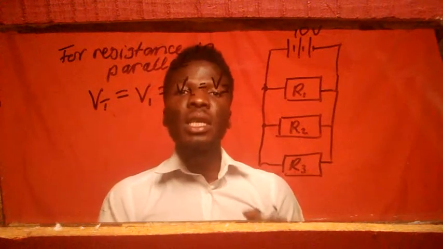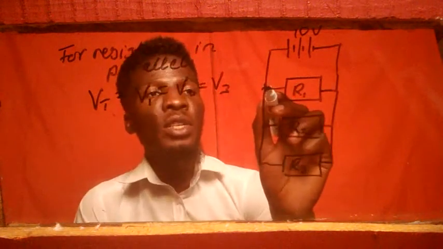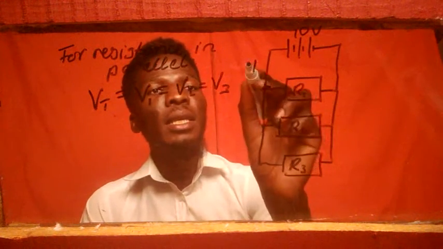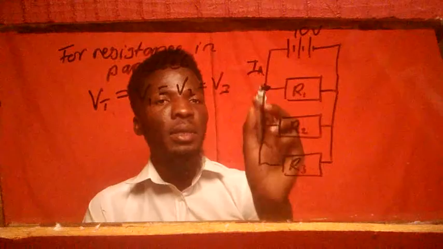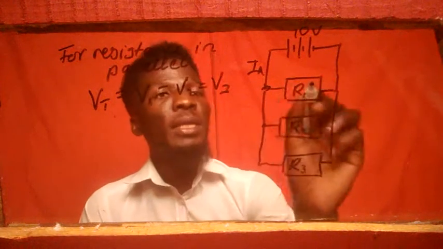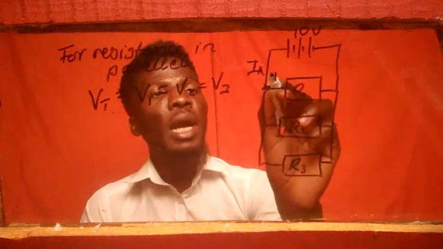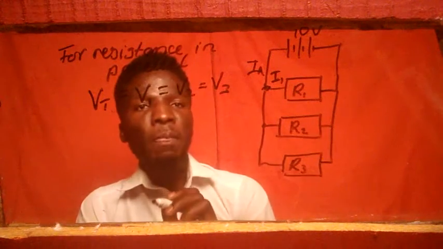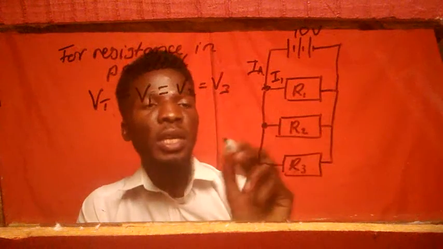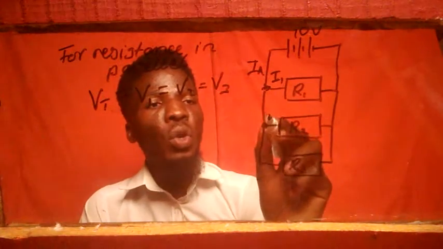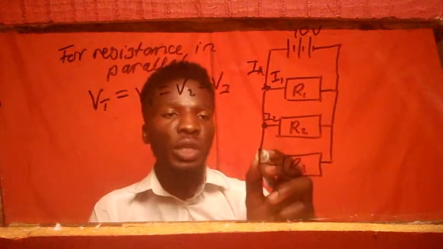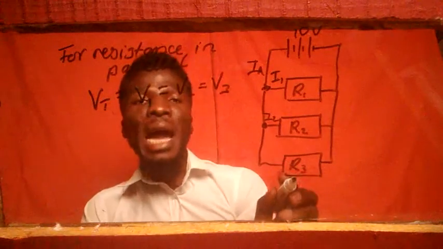So as the current is flowing and reaches this junction, the current reading at the ammeter is going to be split, and some of it will go into R1 and we have current 1. The rest will continue, and once it reaches this junction again, it will split, some of it going into R2 and some of it continuing through R3.